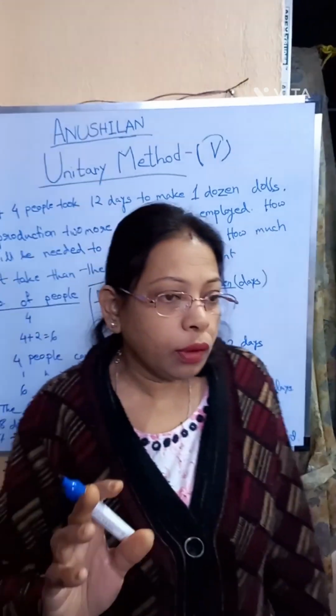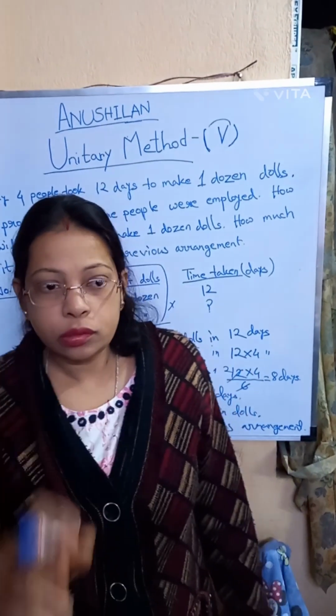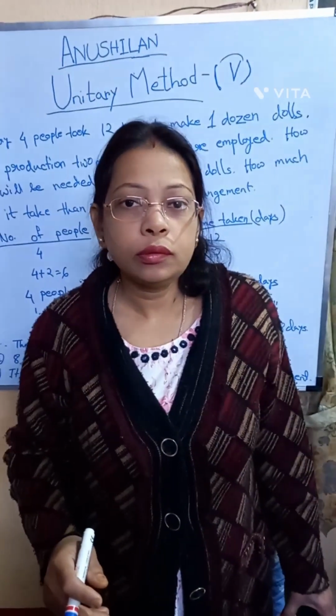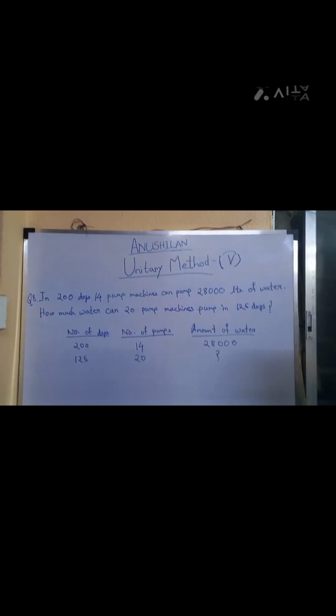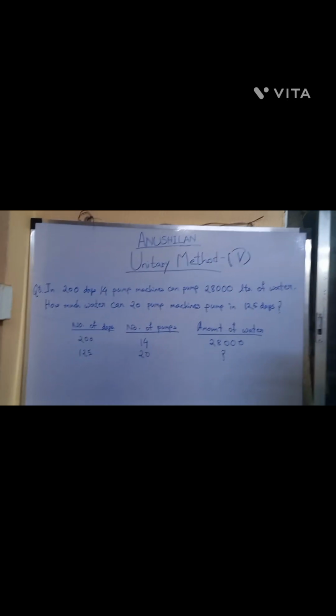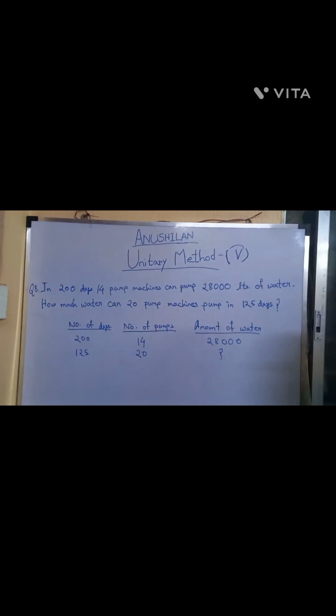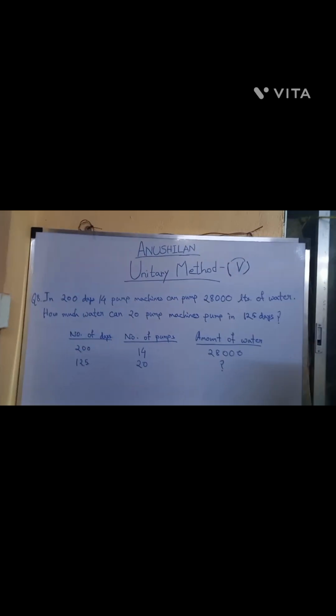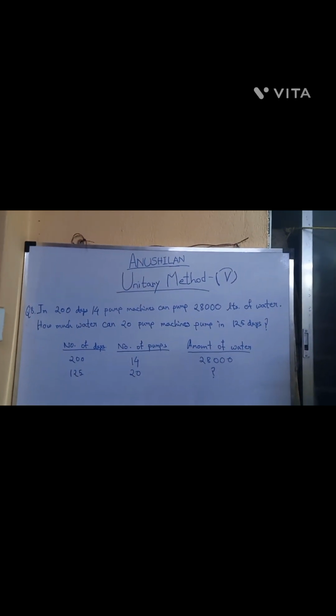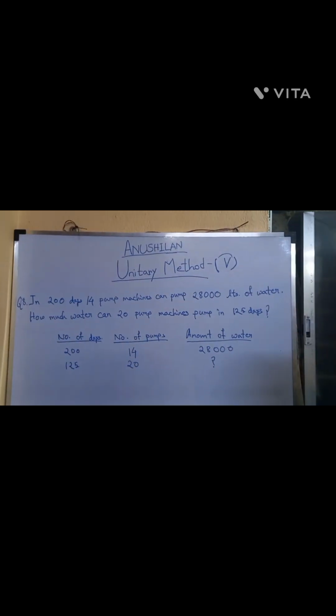Okay, now I will continue. Make a pause on the video. Let's see the problem. In 1200 days, 14 pump machines can pump 28,000 liters of water. How much water can 20 pump machines pump in 125 days?